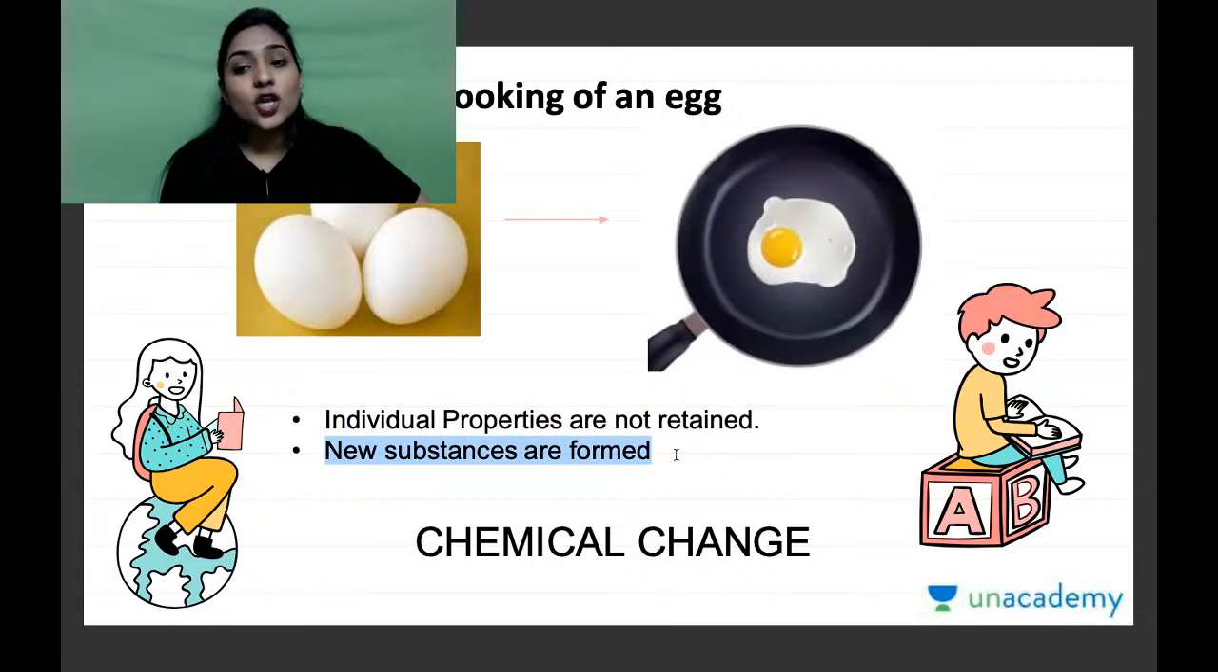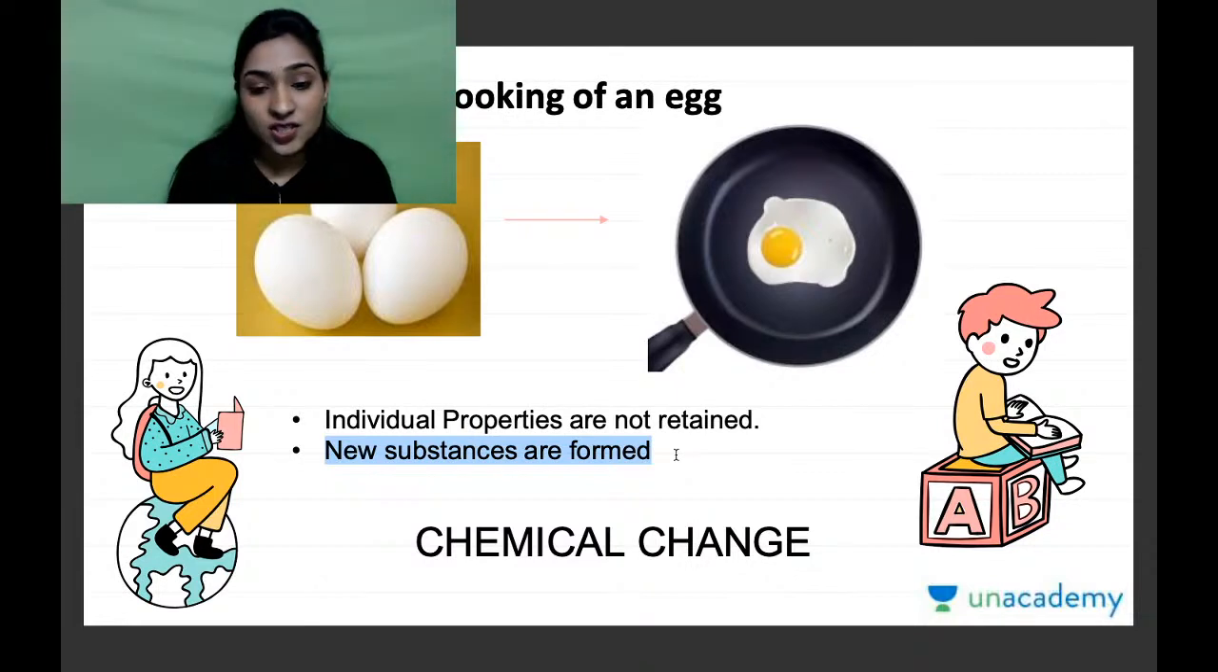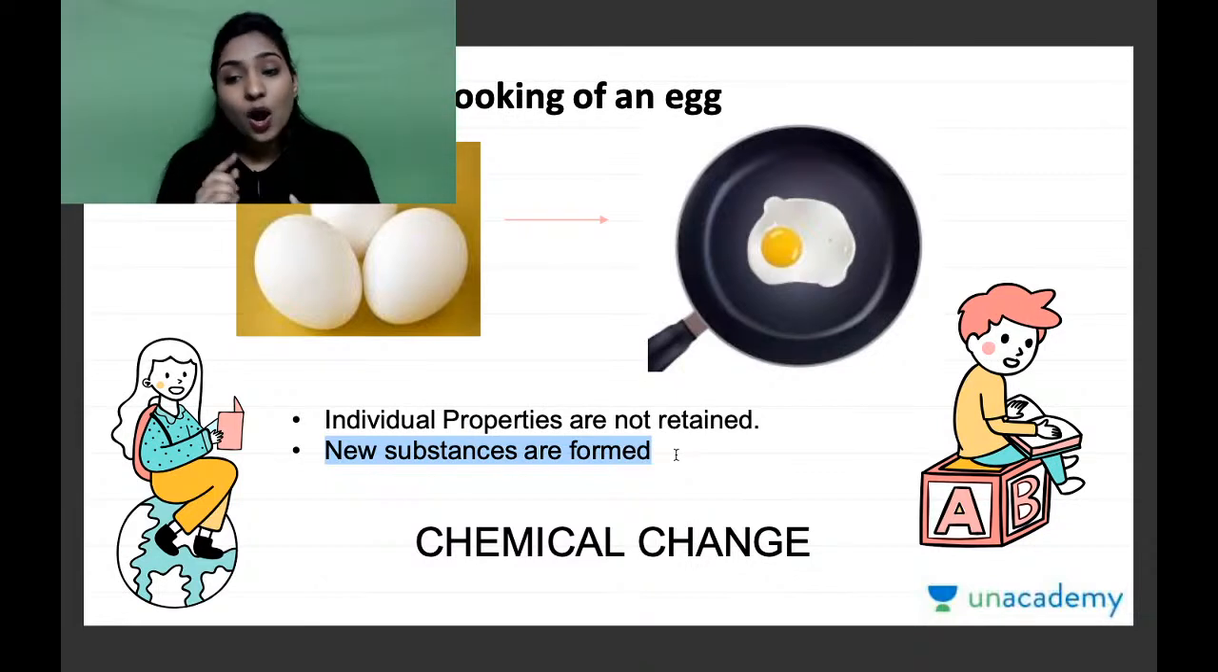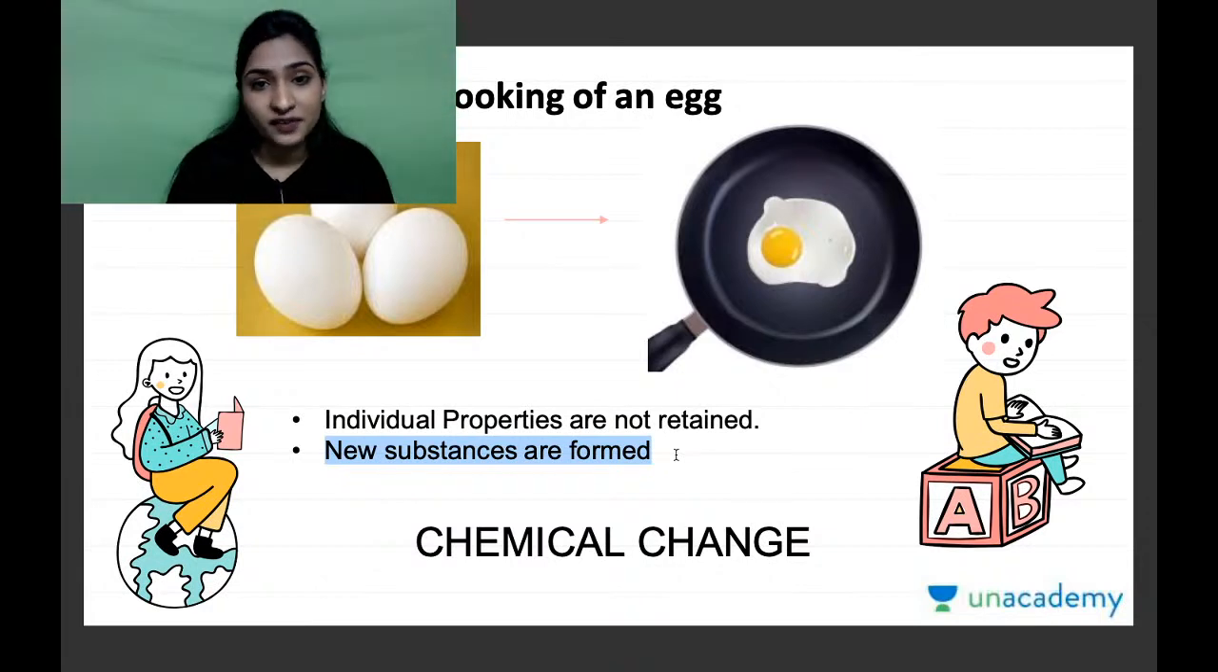Yes, new substances are formed. And can you reverse it? क्या आप बने हुए अंडे को वापस रॉ अंडे में बना सकते हो? नहीं बना सकते हो. तो this change is a chemical change. Always remember that अगर कुकिंग इन्वॉल्व है, अगर हम लोग कोई भी चीज को कुक कर रहे हैं, if you are cooking, then it has to be a chemical change. कुकिंग कोई भी चीज को परमानेंट कर देता है, तो कुकिंग will be a physical change, नहीं केमिकल चेंज.